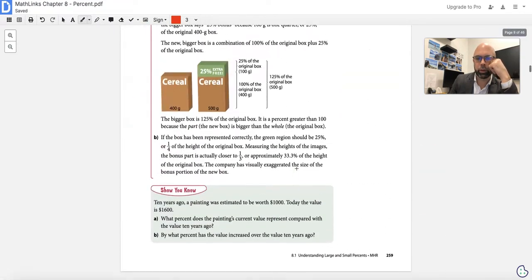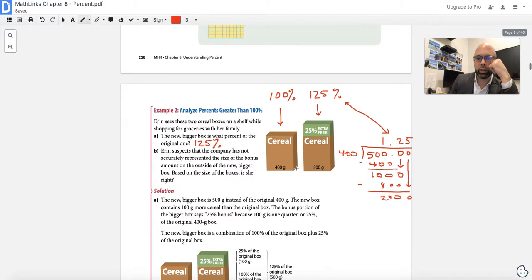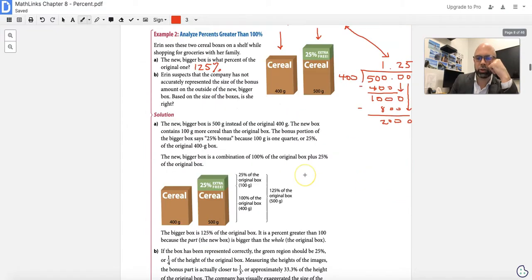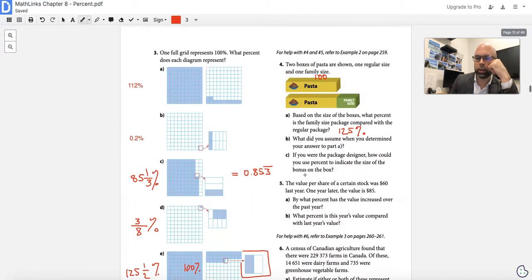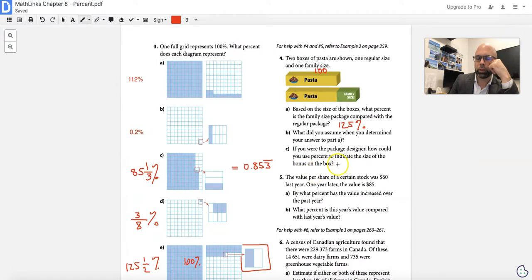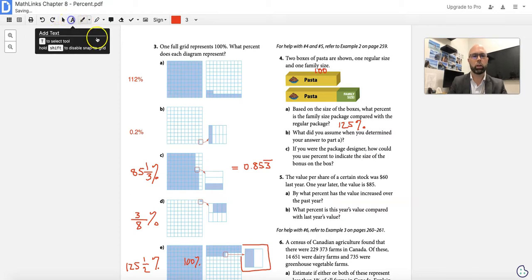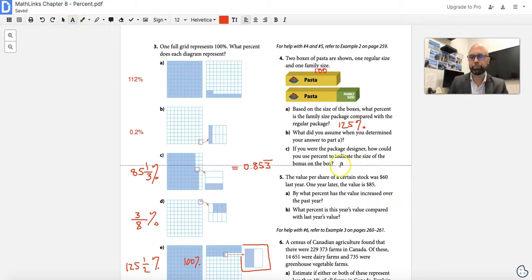259. Yeah, same kind of idea. 25% extra. So we could do that here. Right, 25% extra. Writing is so... Oh, blah, blah, blah. 25% extra. Right. 25% extra. Okay. Move up, move up.